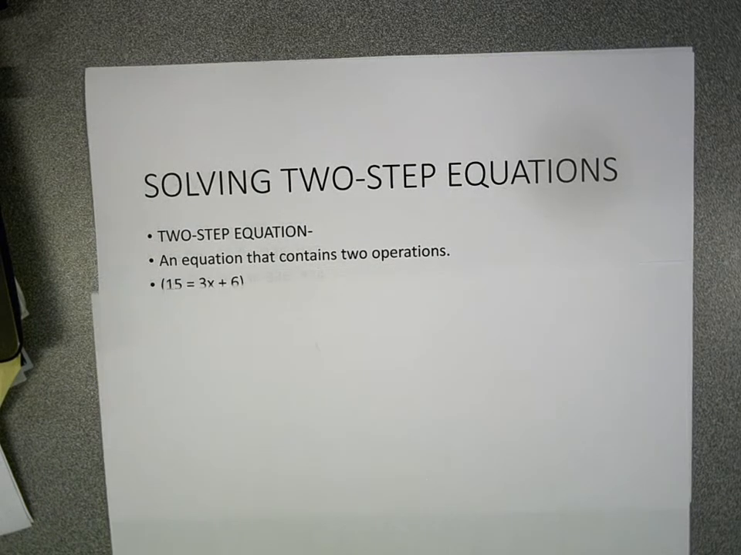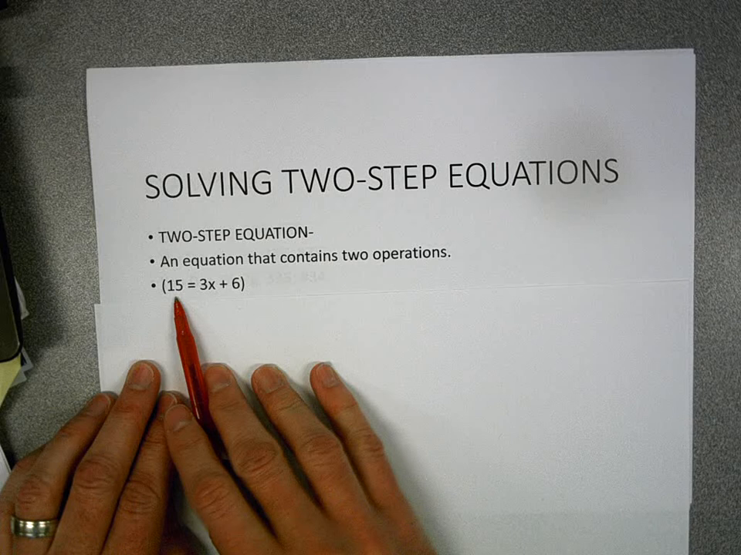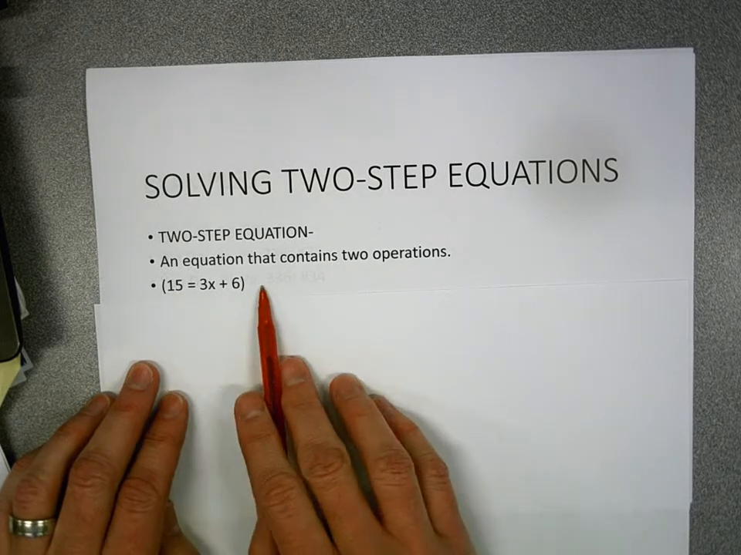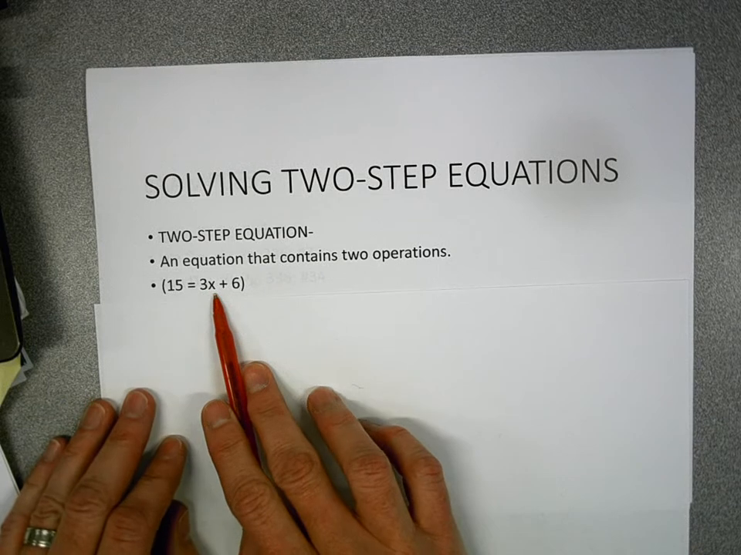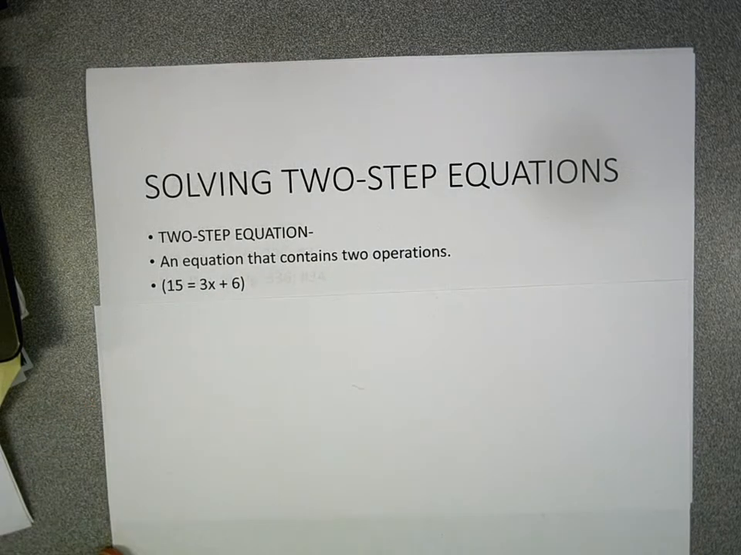All right, so in your little box there, that's an example of a two-step equation: 15 equals 3x plus 6. Of course, 15 is a simplified integer. But on this expression you have an addition sign, and the 3 is 3 times x, so there's multiplication there. So multiplication and addition.